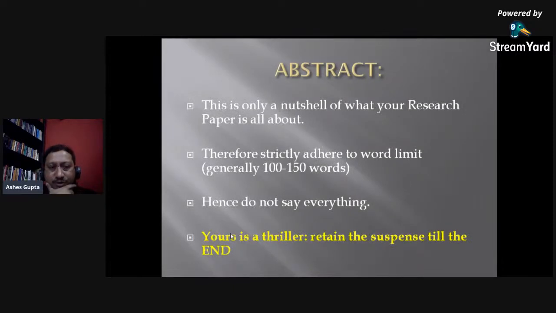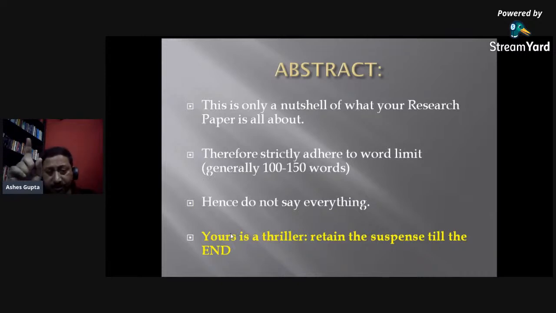And then comes the abstract. What is an abstract? This is only a nutshell of what your research paper is all about. It's a sort of short synopsis of what your research paper is all about. Therefore, strictly adhere to the word limit. Generally, they are prescribed by the journal you're submitting to: 100 or 150 words, at the most 200 words.